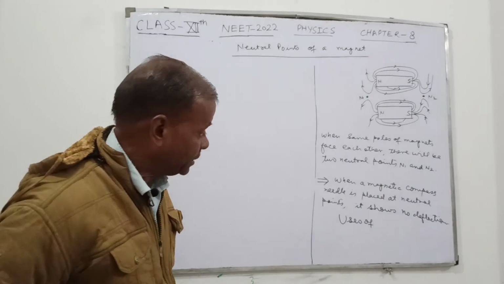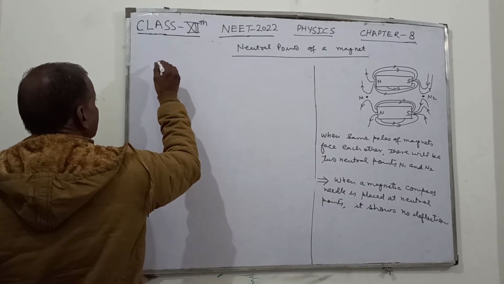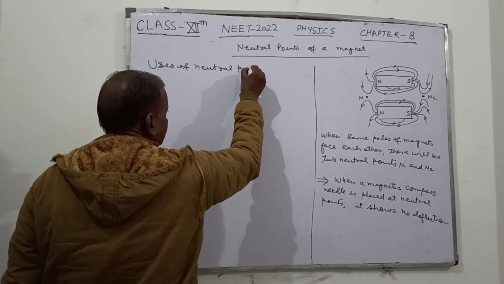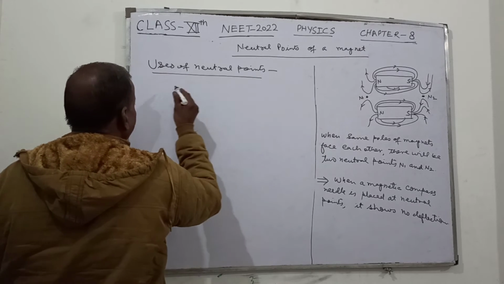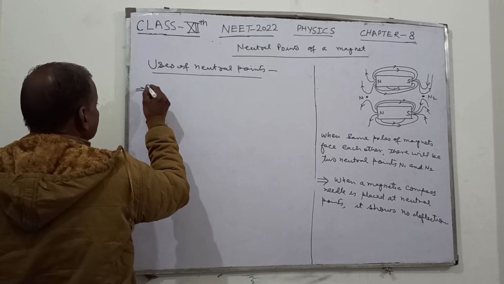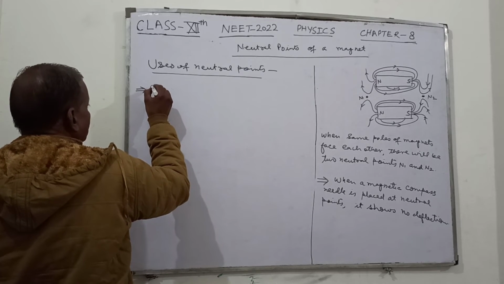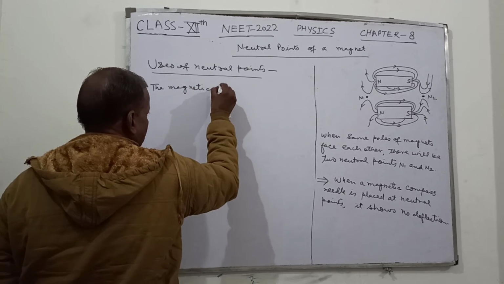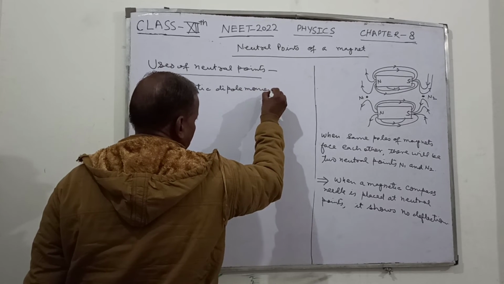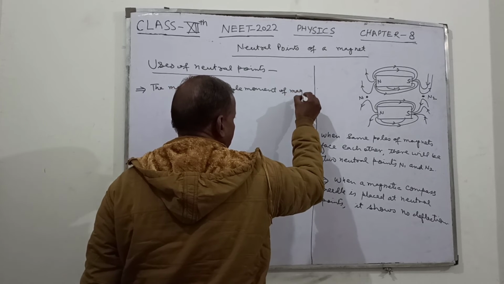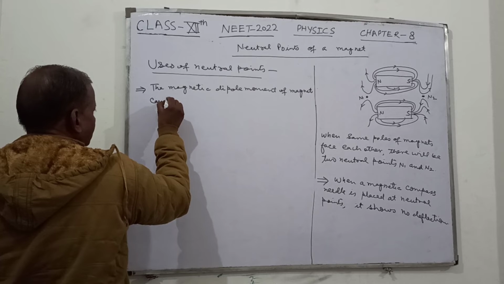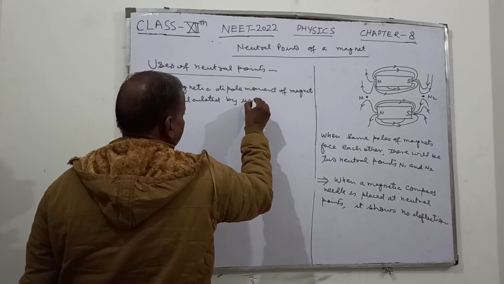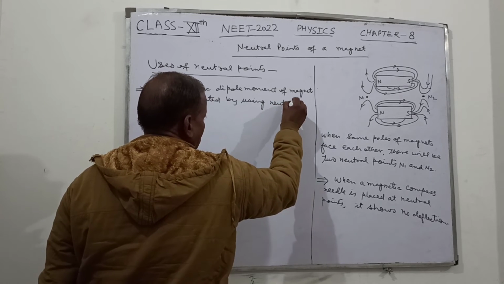Uses of neutral points. Now, the magnetic dipole moment of a magnet can be calculated by using neutral points.